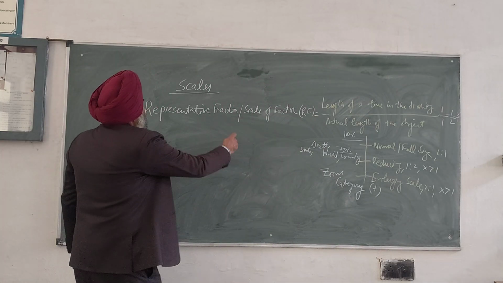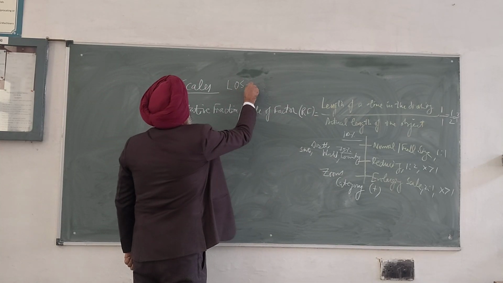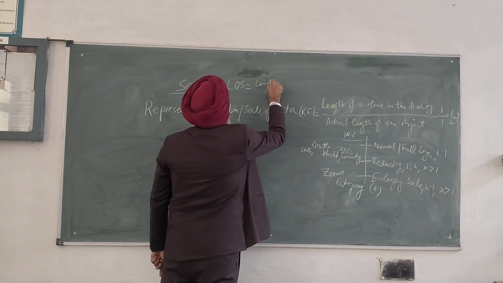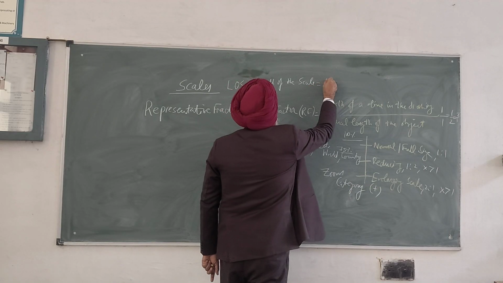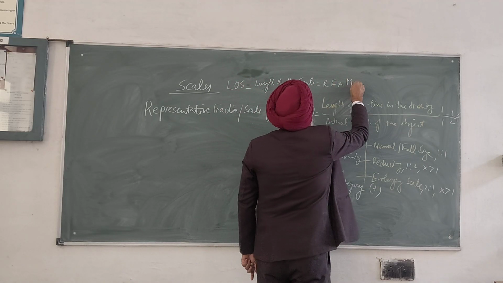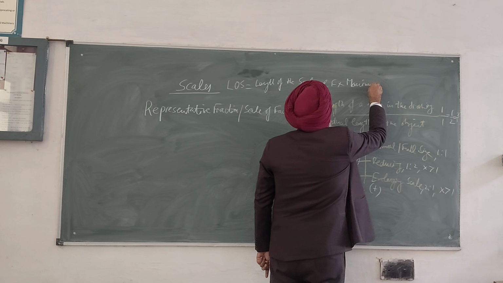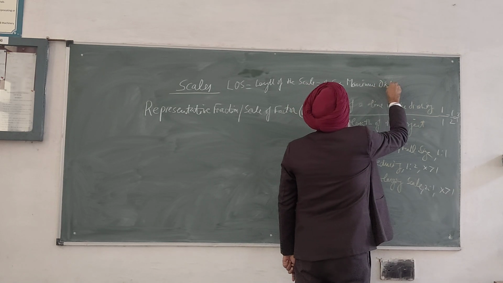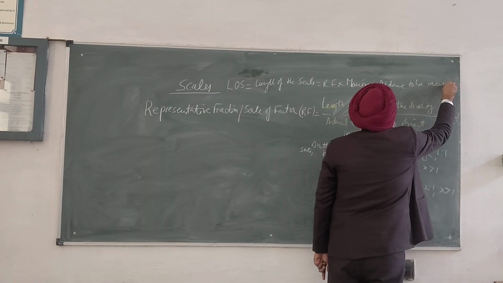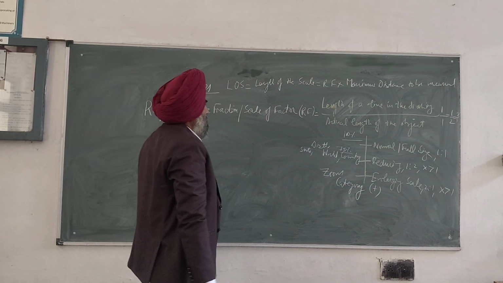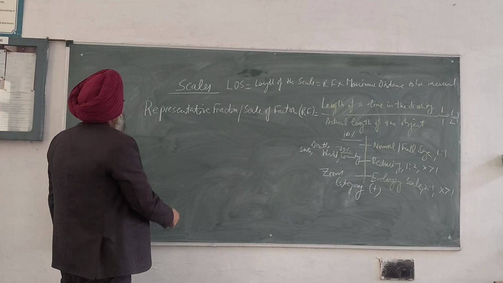Similarly, we have another one that is called the length of the scale. This we have already discussed. What is the length of the scale? This is RF into the maximum distance to be measured. On the basis of this, you will make different types of scales.